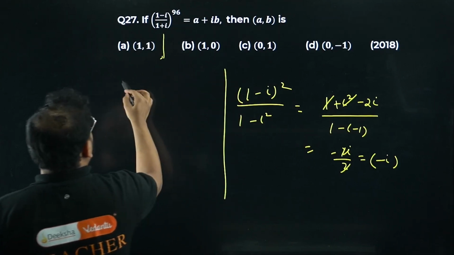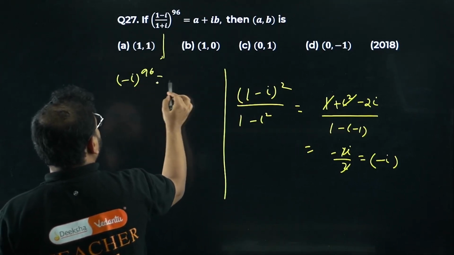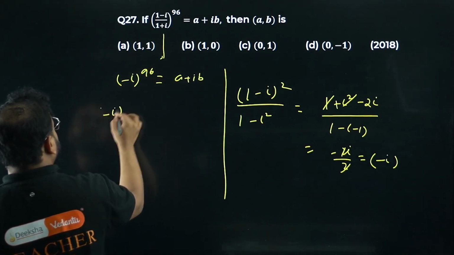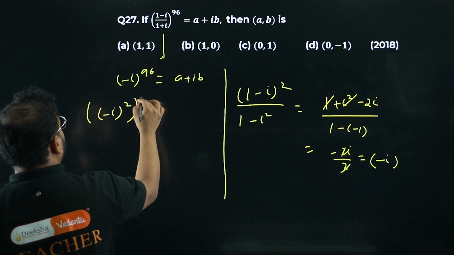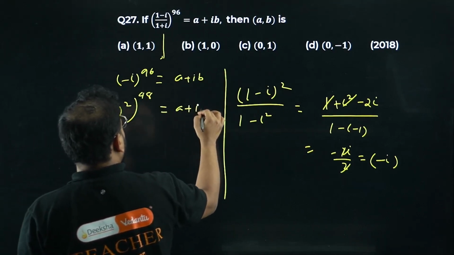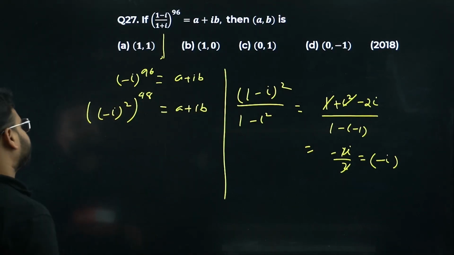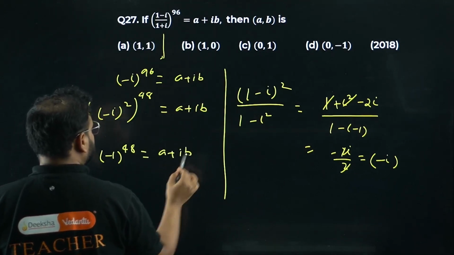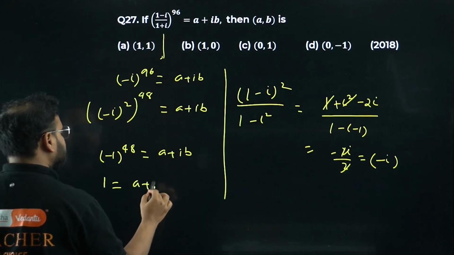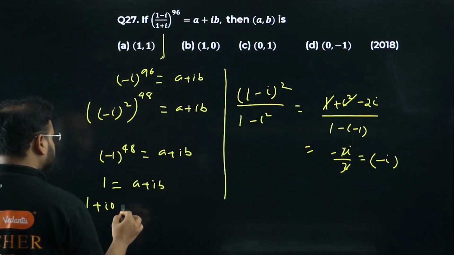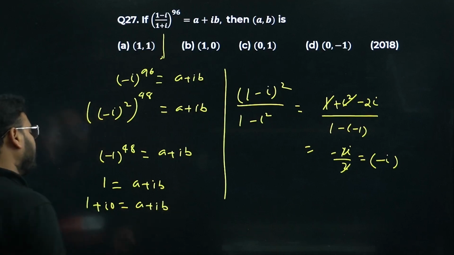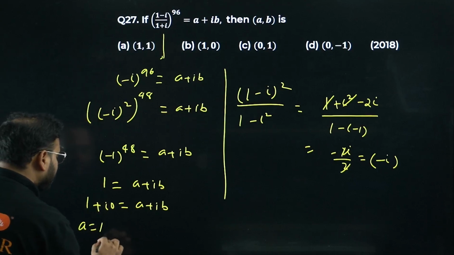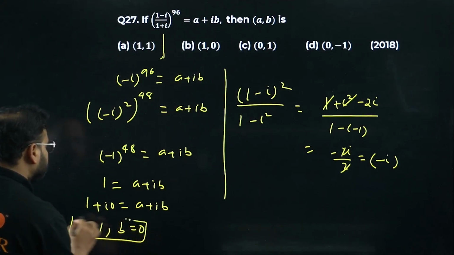I have minus i power 96 equals a plus ib. Compare this now. I get this as minus i to the power, I think 48, right? Should be a plus ib, no? So I get minus 1 power 48 equals a plus ib. From here I get plus 1 equals a plus ib. It means 1 plus i0 equals a plus ib, because we don't have an imaginary part over here. I'm writing this as 1 plus i0. It means the value of a is 1 and the value of b is 0. So 1 comma 0 is the answer.